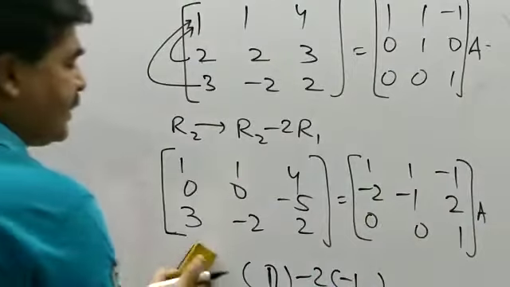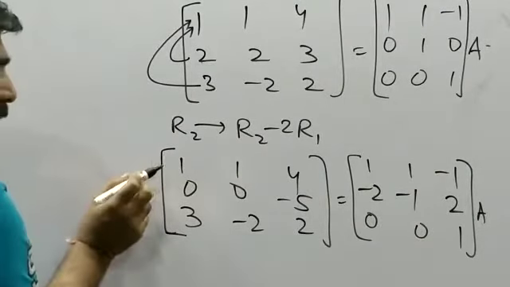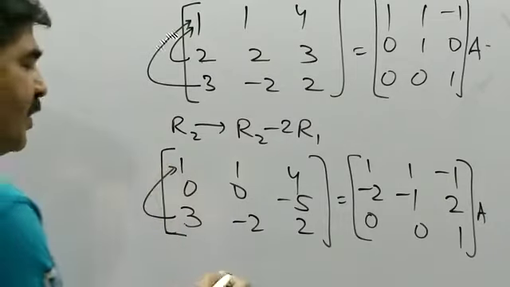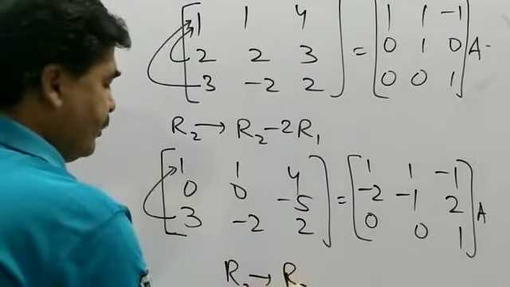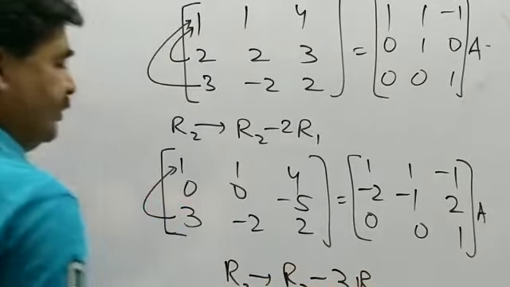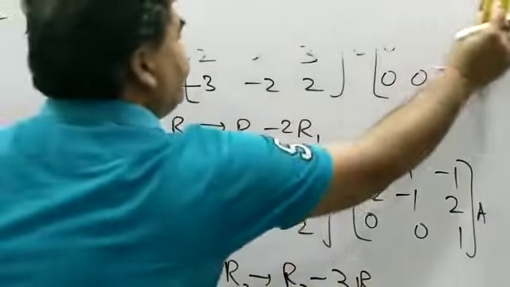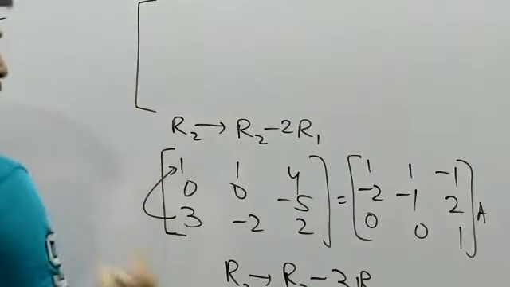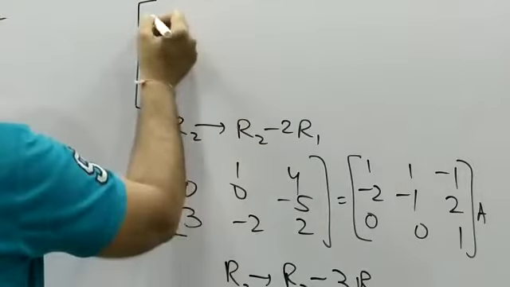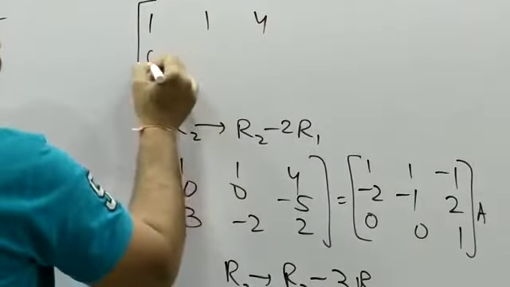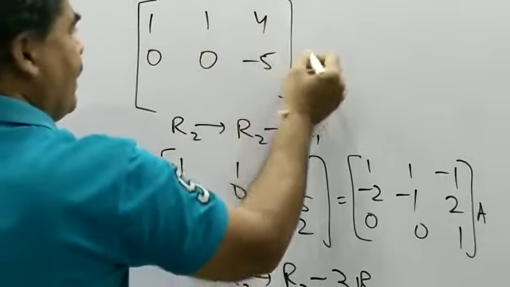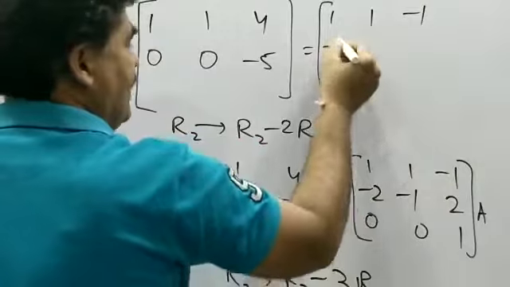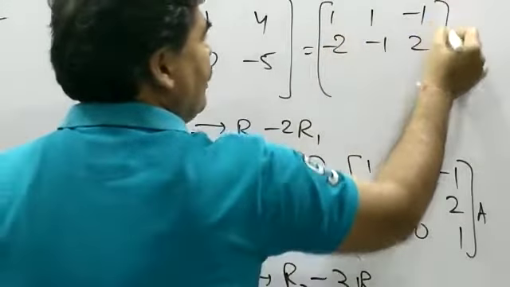So this is the next step. Now see, this has become 1 and this has become 0. Now we have to make this 0, so apply an operation with this row. R3 tends to R3 minus 3R1. Clear? Now you see, when you apply the operation there is a change in R3, so write R1 and R2 as they are: 1, 1, 4, 0, 0, minus 5 and here 1, 1, minus 1 and minus 2, minus 1, 2, and A as it is.